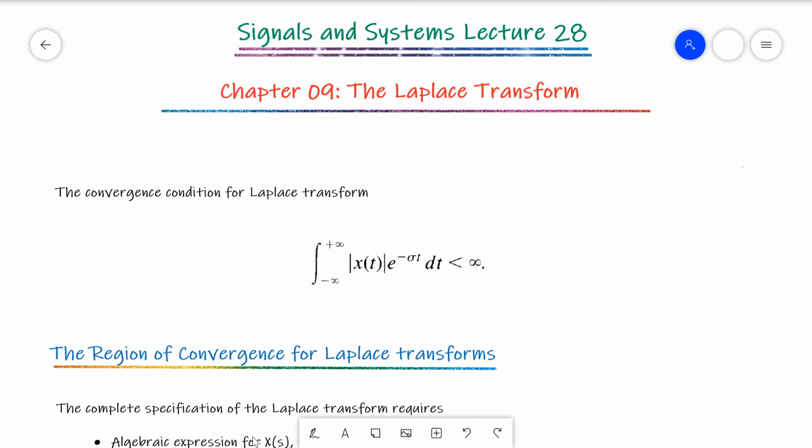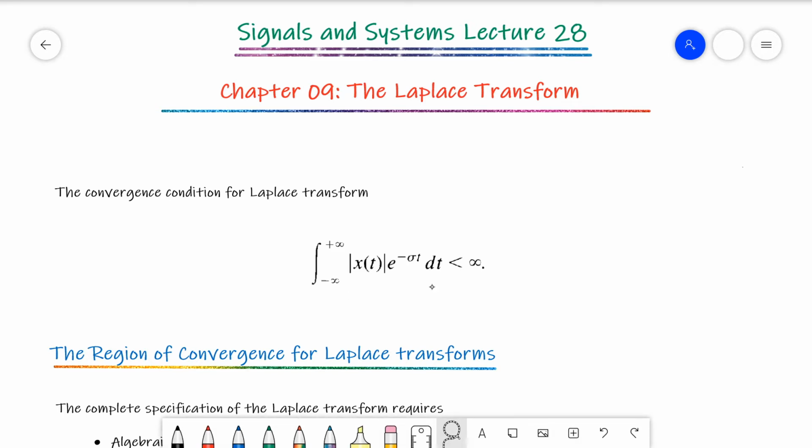In the last lecture you have gone through the concept of the Laplace transforms, and you have seen that the convergence condition for Laplace transform can be defined by this equation. We can see that this equation is similar to the Fourier transform convergence condition, but we have an extra e raised to the power minus sigma t here.